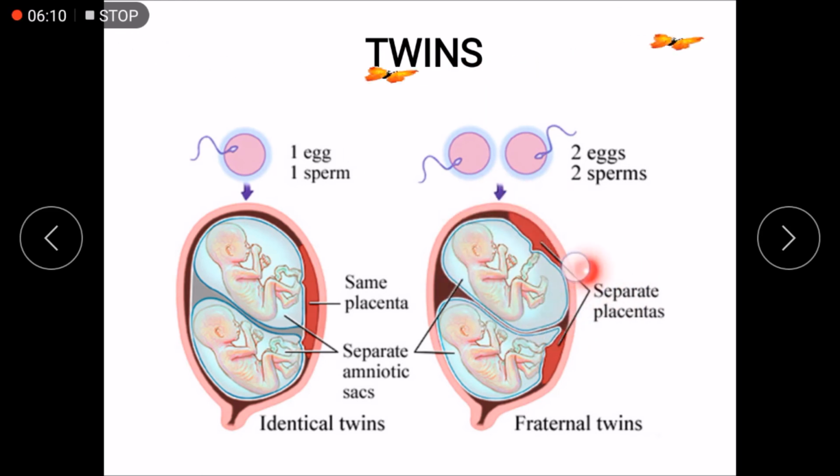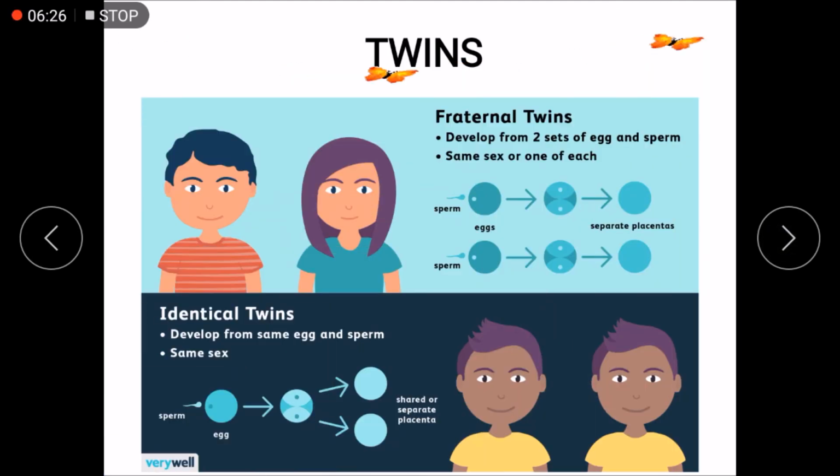Then we will have 2 different zygotes form, and then we will have 2 separate placentas. This is fraternal twins, or non-identical twins. There are many names for it. In your textbook they use the word fraternal twins. So when you have 2 sperm and 2 eggs fertilized, for fraternal twins, the non-identical, it develops from 2 eggs and 2 sperm, right? So it may have the same gender, or it may have different genders.